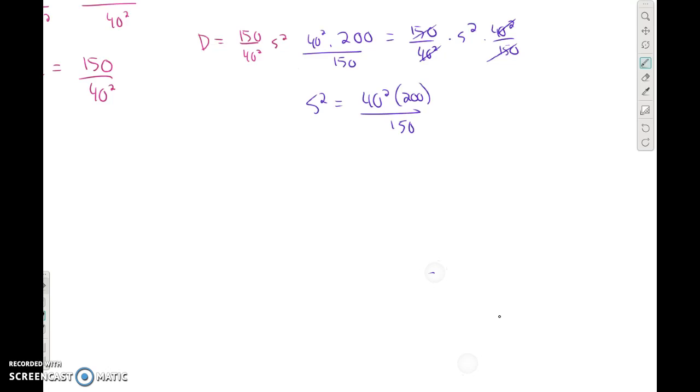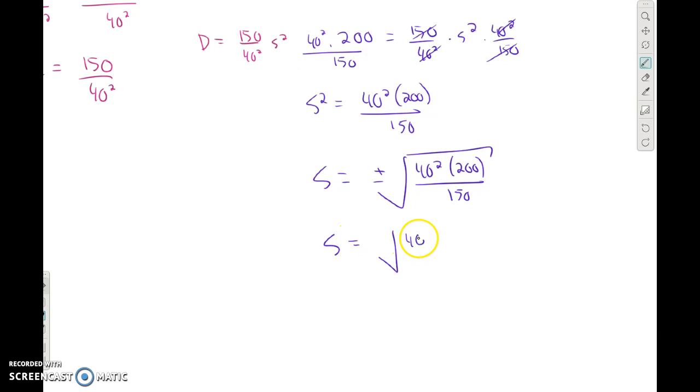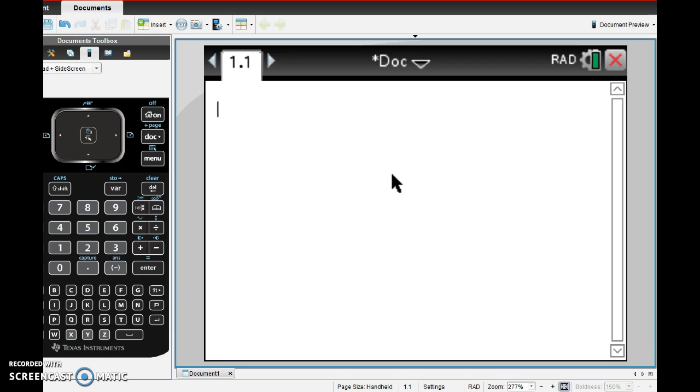Solve that for s. We take the square root of both sides. When you take the square root of both sides, you always have to remember to do a plus or minus. So this is plus or minus the square root of 40 squared times 200 over 150. However, speed is not going to be negative, so let's throw out the negative solution. And I could try to simplify this by hand, but you know, it's a calculator problem. Who cares? Don't do it by hand.